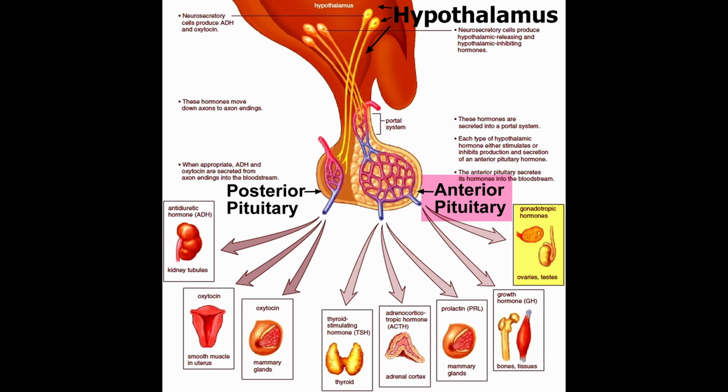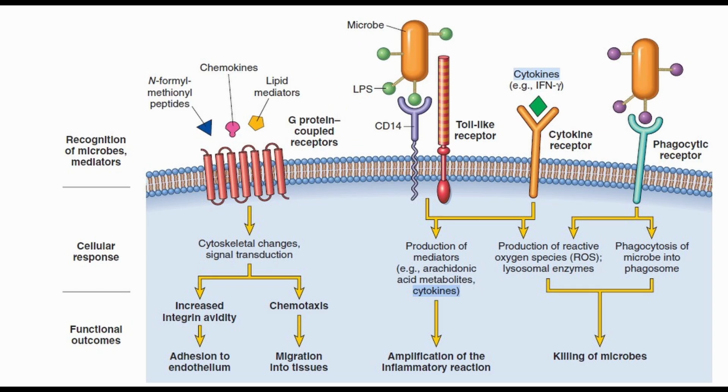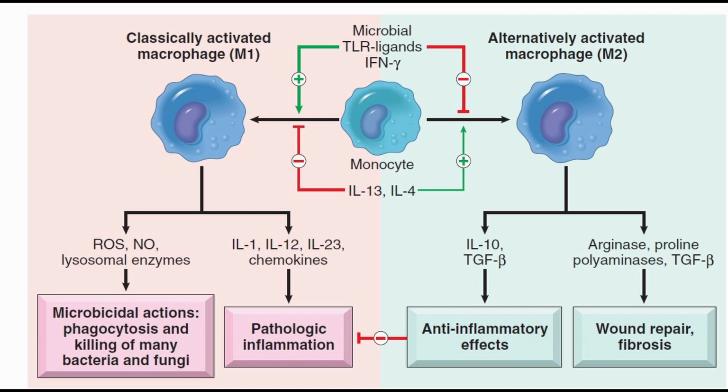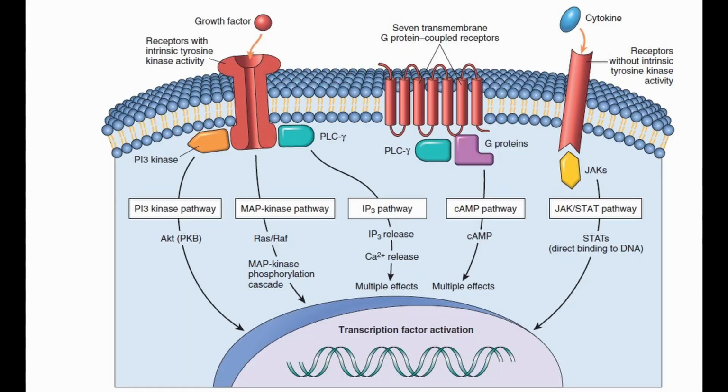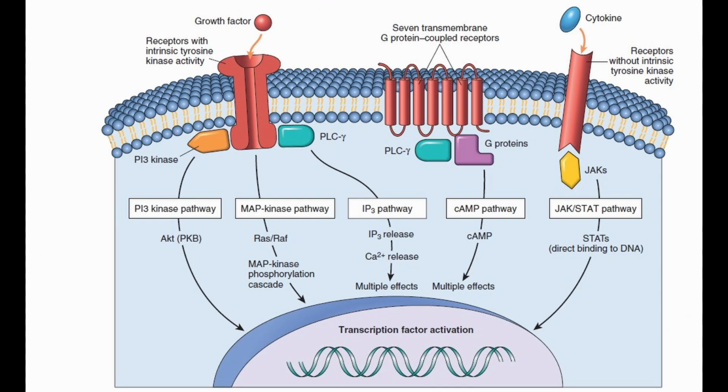Prolactin uses the same JAK-STAT pathway to activate the genes needed for lactation. Coming to the next one, we have the cytokines, the tiny messenger proteins of our immune system. They help immune cells communicate during infection, inflammation, or injury, keeping us protected and healthy. And tying it all together is the JAK-STAT pathway, a super fast communication route that connects what's happening outside the cell to changes inside the nucleus, controlling vital processes like growth, milk production, and immunity.